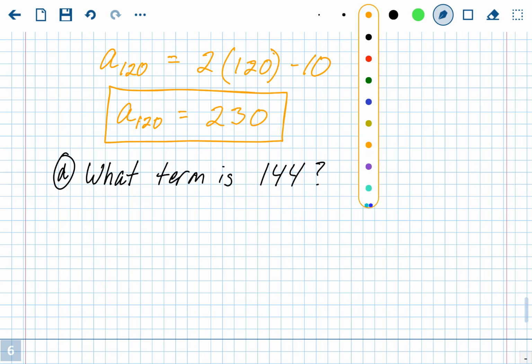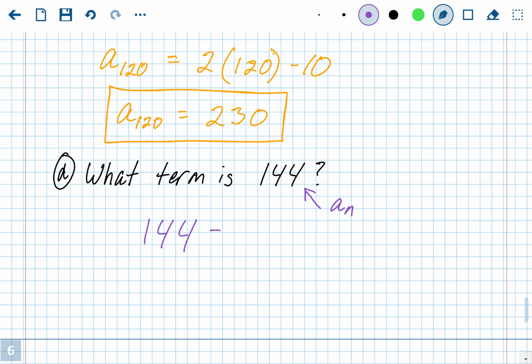So this 144 is A sub n. We're not plugging in 144 for n. We need to solve for n. So we're going to plug in 144 as the output. So 144 equals 2n minus 10, and then solve for n. This is going to tell us which term number 144 is going to appear at. Two-step equation here. Solve for n.